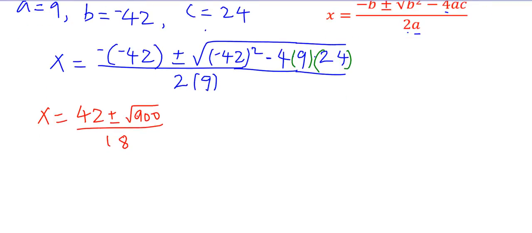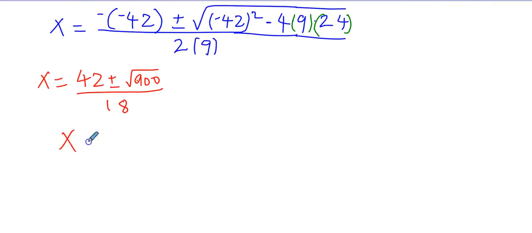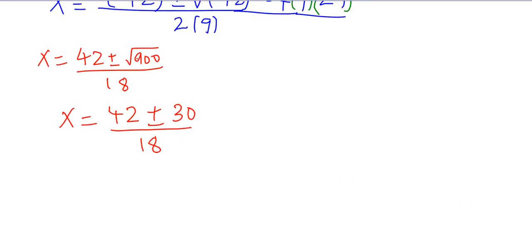Okay, so x is equal to 42 plus or minus the square root of 900, which is 30, because 30 times 30 is 900, and the denominator is 18. This plus or minus sign is telling me that I have to add this 30 to 42 one time, and second time I have to subtract 30.